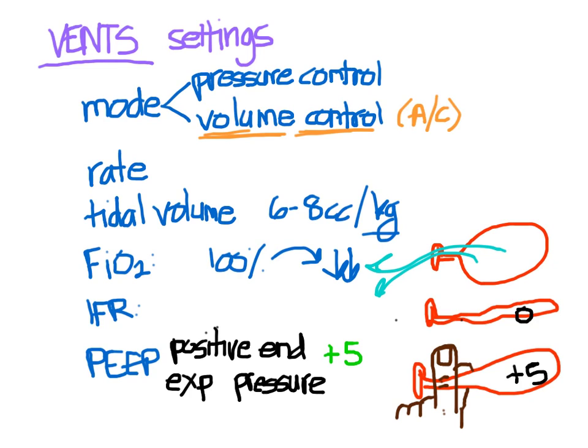So that's ventilator settings. So go back and watch this a couple of times if you need to get a good understanding of mode, rate, tidal volume, FiO2, inspiratory flow rate, and PEEP. And in the next videos, we're going to talk about type 1 and type 2 respiratory failure and how do we pick values for these things.